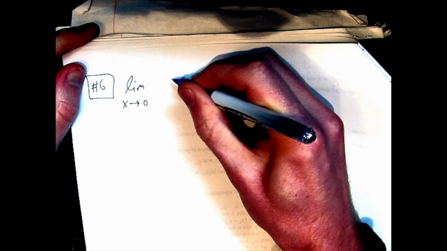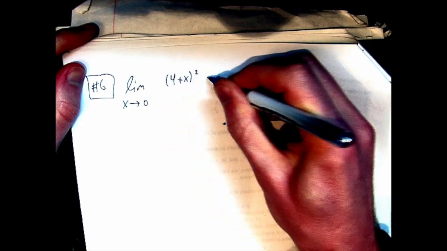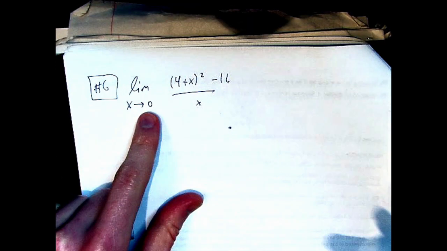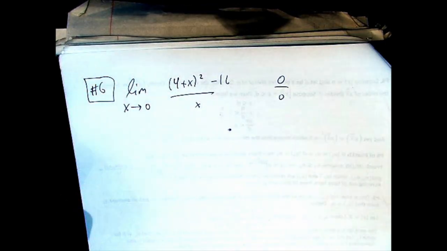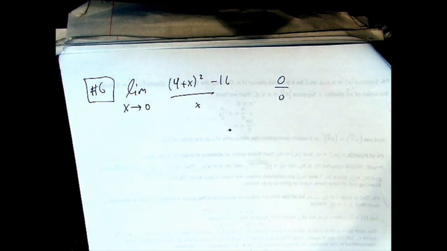One example that you will see in the worksheet, and I kind of give you guidance in the worksheet, but I give you this example. This is number 6 from the worksheet. I ask you to evaluate the limit as x approaches 0 of (4 plus x) squared minus 16, over x. If you plug 0 into this, you get 0 over 0, which means you have to rewrite this expression somehow. It doesn't really look like something you could factor. So factoring is probably not the thing you want to do here.